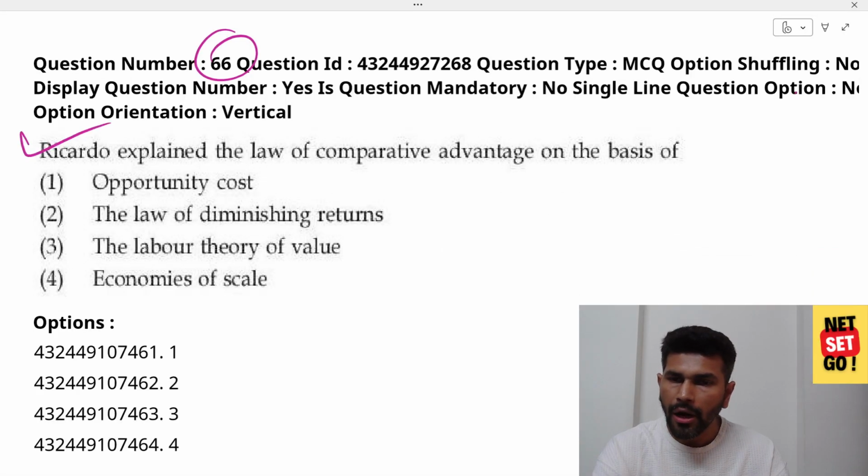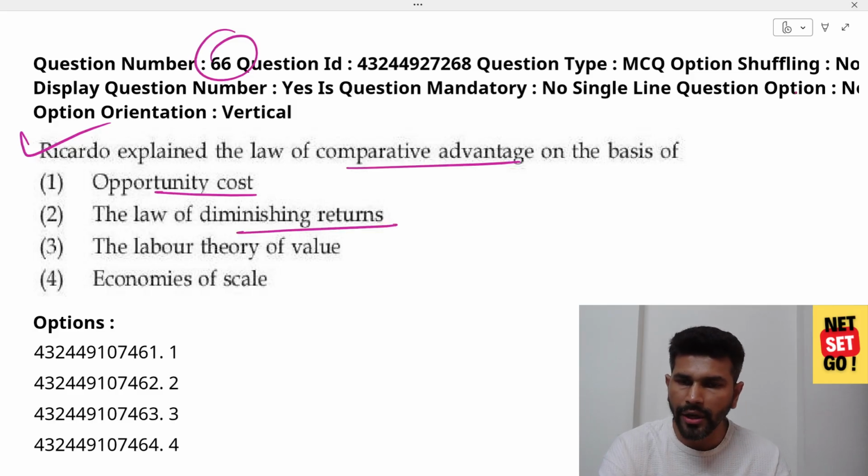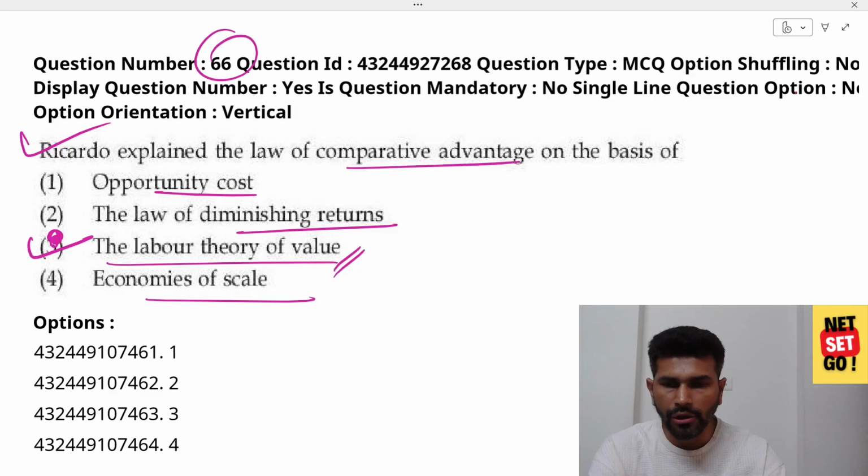Next, Ricardo explained the law of comparative advantage on the basis of opportunity cost, law of diminishing return, the labor theory of value, or economies of scale. So option 3 is the correct answer. David Ricardo based it on the labor theory of value.